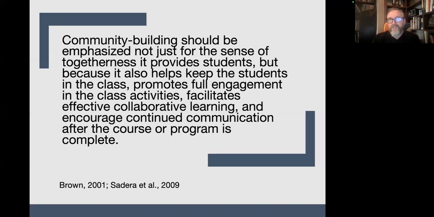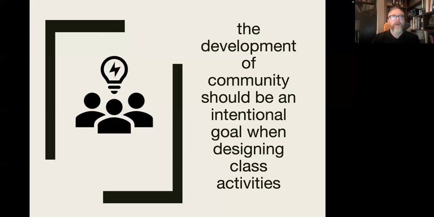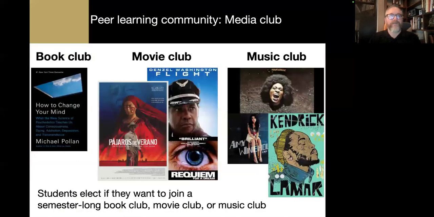Community building should be emphasized, not just for the sense of togetherness it provides, but because it also helps keep students in the class, promotes full engagement in class activities, facilitates effective collaborative learning, and encourages continued communication after the course or program is complete. The development of community should be an intentional goal when designing class activities. So now I'll share one choice-based learning community activity I've created for my drugs, brain, and behavior class.